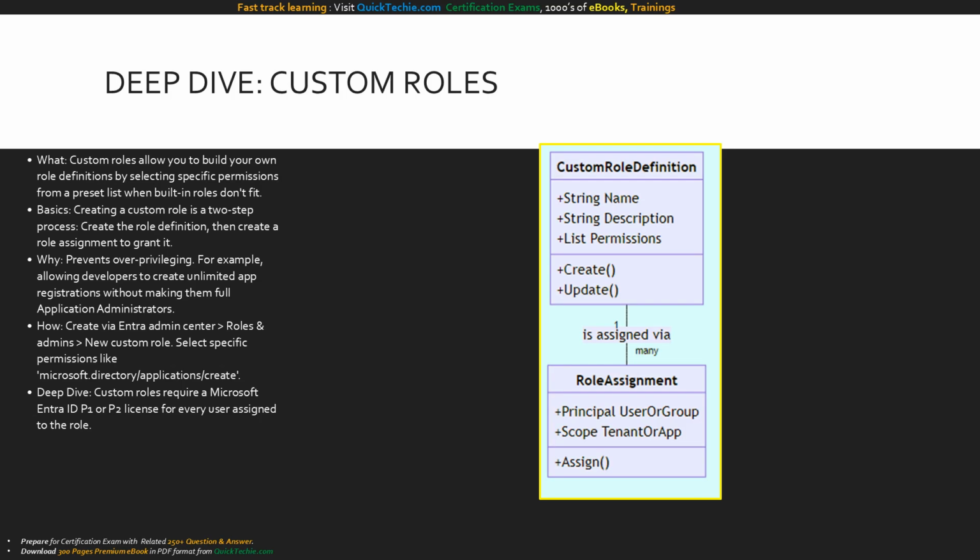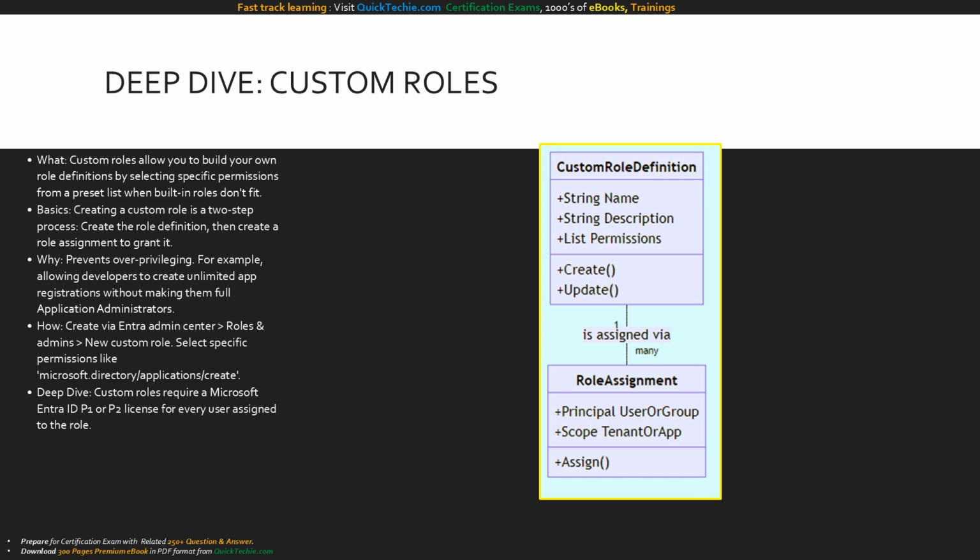What happens when the 60+ built-in roles don't meet your exact business needs? That is where custom roles come in. Custom roles allow you to cherry-pick exact permissions from a preset list to build a role tailored perfectly to a specific job function. The process is twofold. First, you create the role definition, defining what can be done. Second, you create the assignment, defining who can do it and where.